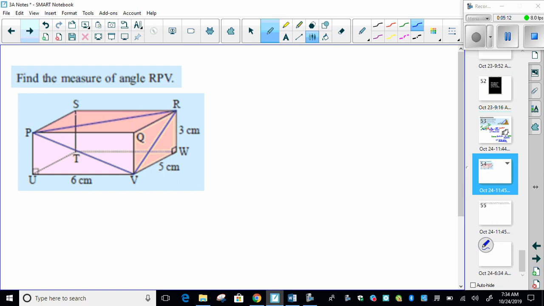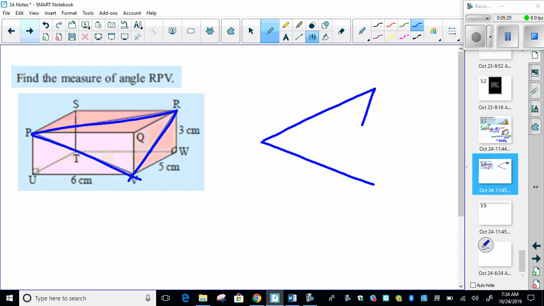This one looks a little scary, but you just have to be able to pull out what you need. So I need to find the measure of angle RPV. So RPV, that's really that triangle there. So first thing I'm doing is pulling my triangle out of the mess. Now I'm going to need to use that messy picture to find some things. However, by pulling this out, once I start finding lengths, I can then just put them directly on here.